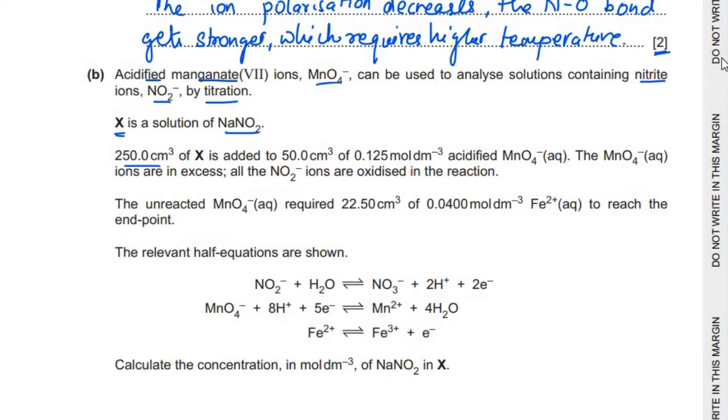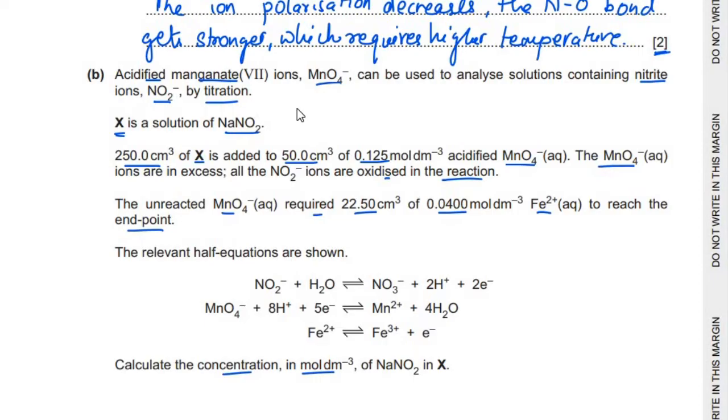25.0 cm cube of X is added to 50 cm cube of 0.125 moles per dm cube acidified manganate. The manganate ions are in excess. All the NO2 minus ions are oxidized in the reaction. The unreacted MnO4 minus requires 22.50 cm cube of 0.04 moles per dm cube of Fe2 plus ions to reach the endpoint. The relevant half equations are given here. Calculate the concentration in moles per dm cube of sodium nitrite in X.